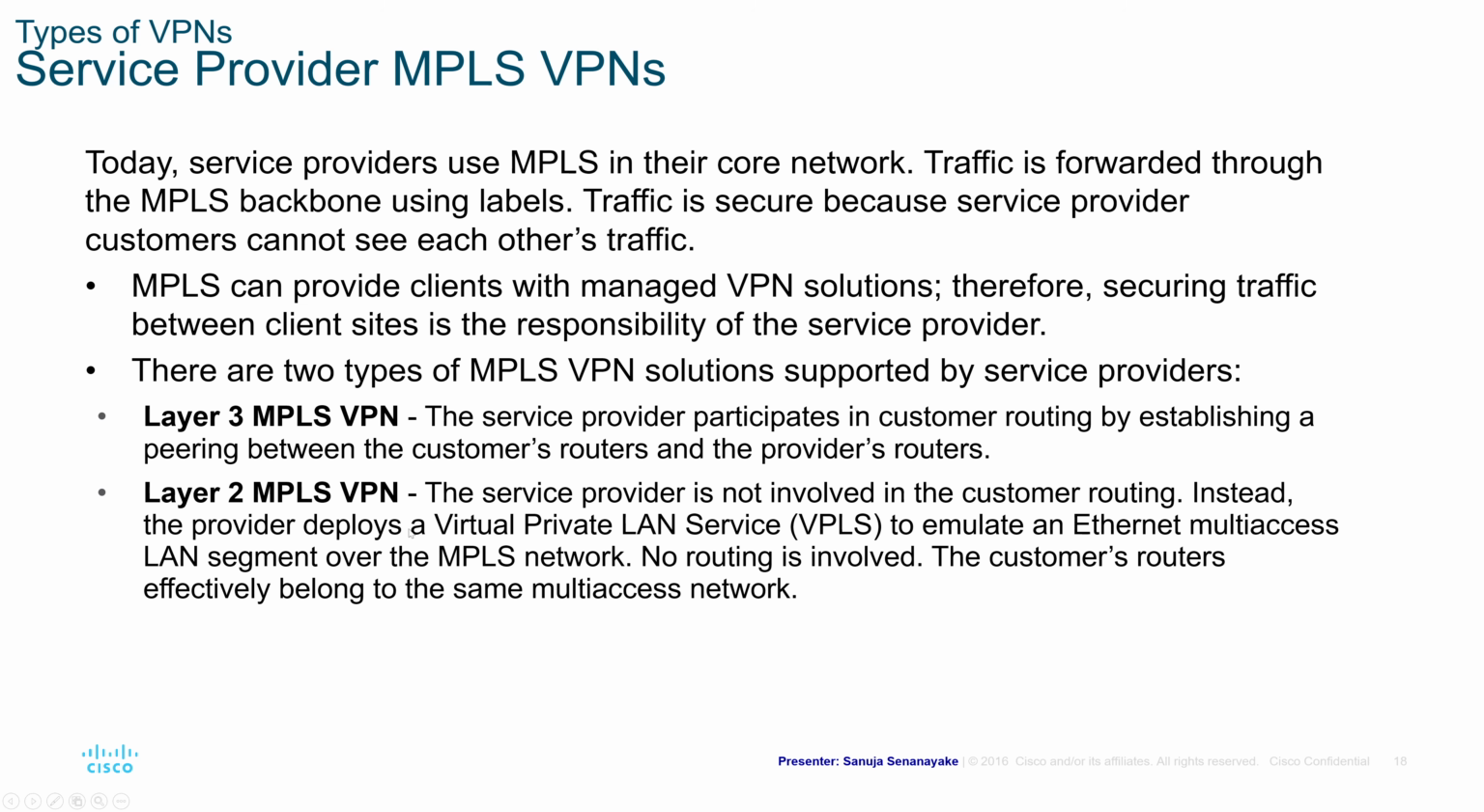In Layer 2 MPLS VPN, the service provider is not involved in the customer routing. Instead, the provider deploys a virtual private LAN service, also known as VPLS, to emulate an Ethernet multi-access LAN segment over the MPLS network. No routing is involved in this situation. The customer's routers effectively belong to the same multi-access network. So these are the two types that you should be familiar with, which we won't go into depth in this course, but you should know these two exist.